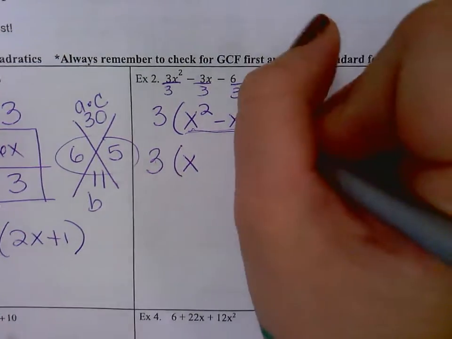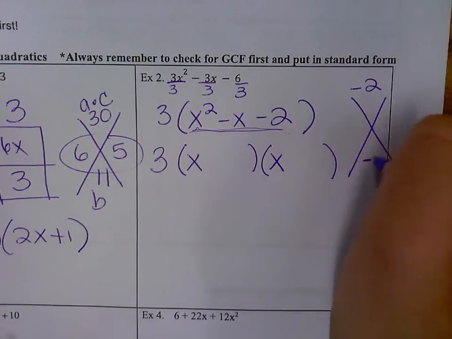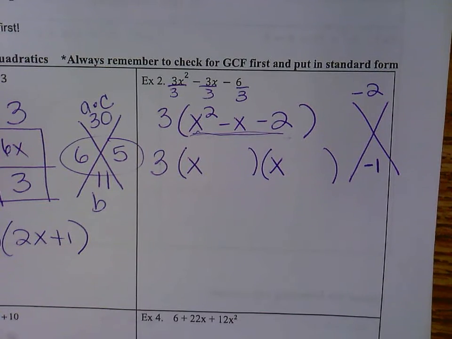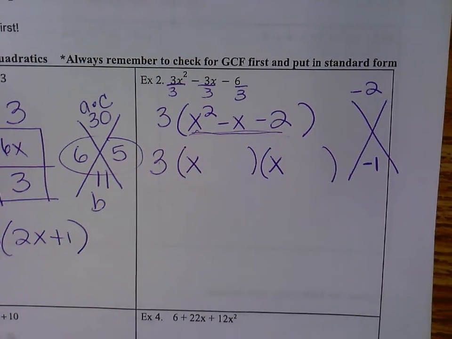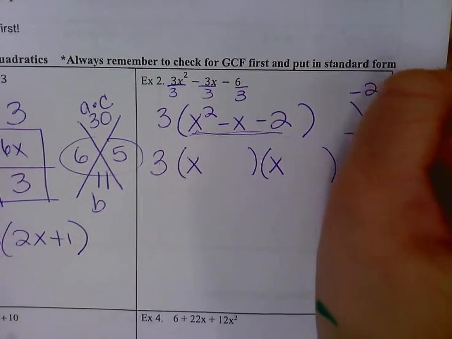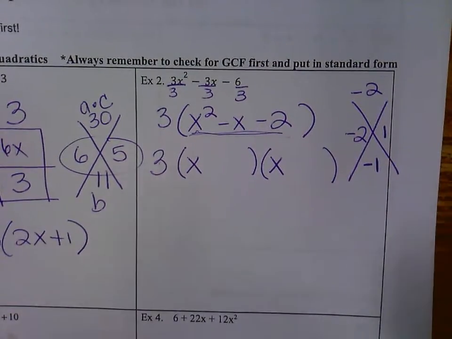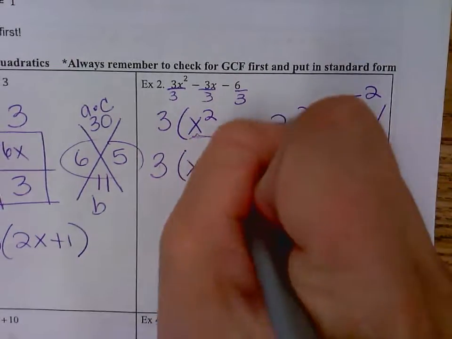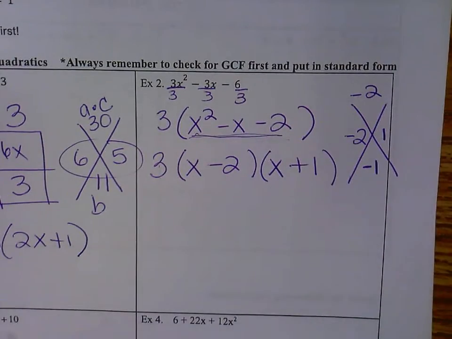I'm going to put a negative 2 up here and a negative 1 down here, because this time there's a 1 sitting in front of the x squared, since the 3 is outside. What are the factors I'm looking for? What times what is negative 2? 2 and 1. Which one should I make negative so they add up to negative 1? I'm going to do negative 2 times 1. That adds up. So x minus 2 and x plus 1, I don't have to do the box.